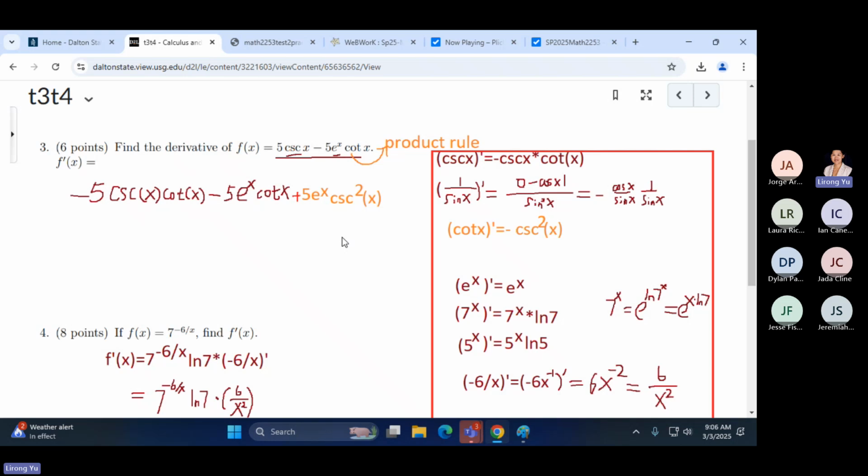Number 4 is a chain rule question from section 2.5. You can look it up in 2.5. Basically, it's an exponential function. The derivative of an exponential function is itself multiplied by a bunch of factors, and one of the factors is the derivative of the inside function. The inside function is negative 6 over x. We apply the quotient rule or power rule, whichever you are more familiar with. The derivative of negative 6 over x is 6 over x squared. The rest is similar to what we did.